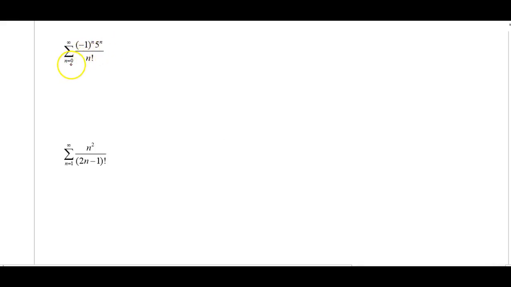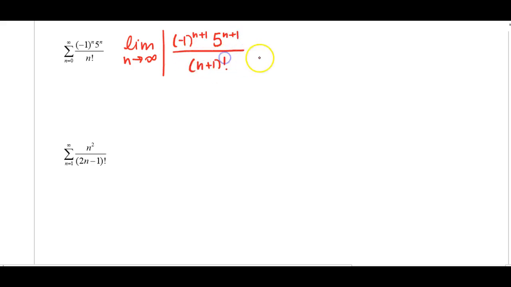So here we have the sum of n equals 0 to infinity of negative 1 to the n times 5 to the n over n factorial. So here I'm going to go ahead and apply the ratio test. So I'm going to have the limit as n approaches infinity of the absolute value of negative 1 to the n plus 1, 5 to the n plus 1, over n plus 1 factorial.